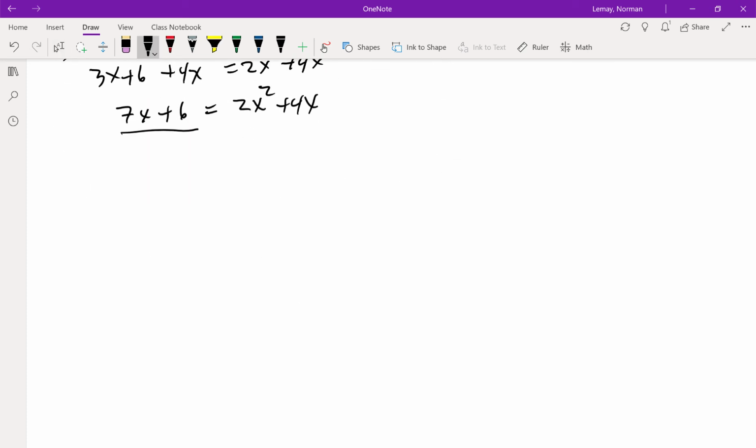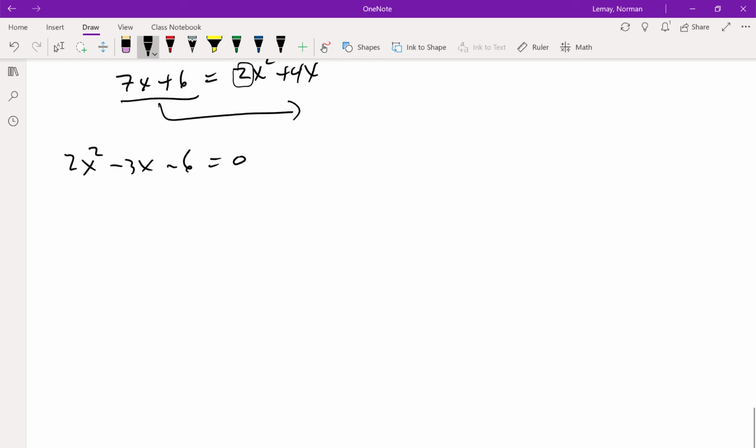Now I'm going to bring all of this to the other side, because I see I have a quadratic, and I like my leading coefficient to be positive. It makes nice things happen. So I get 2x squared, and when I subtract 7x from both sides, I get minus 3x. When I subtract the 6, I get minus 6 equals 0. I can't divide by anything here.